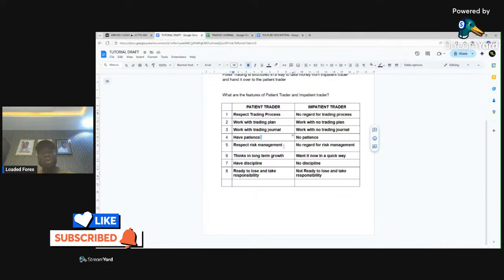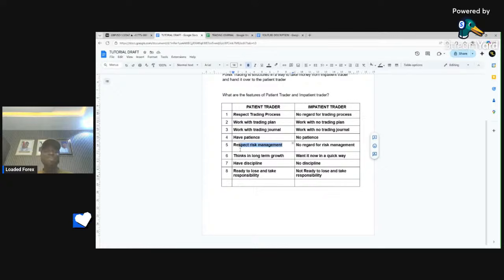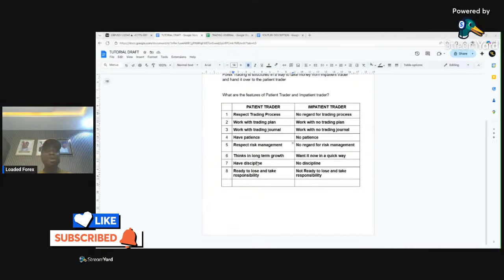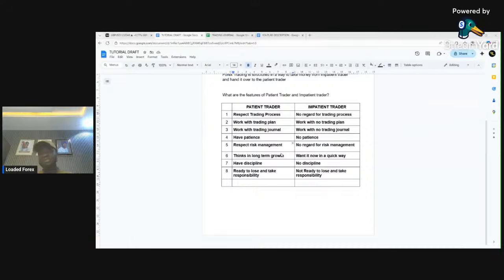So the fifth one, a patient trader respects the power of risk management. Trust me, no matter how powerful your trading strategy is, without risk management, you are going nowhere. Risk management is very, very important. I've seen a lot of people saying that risk management is all about risking 0.5%, 1%. No, as far as I'm concerned, it's a capital no.